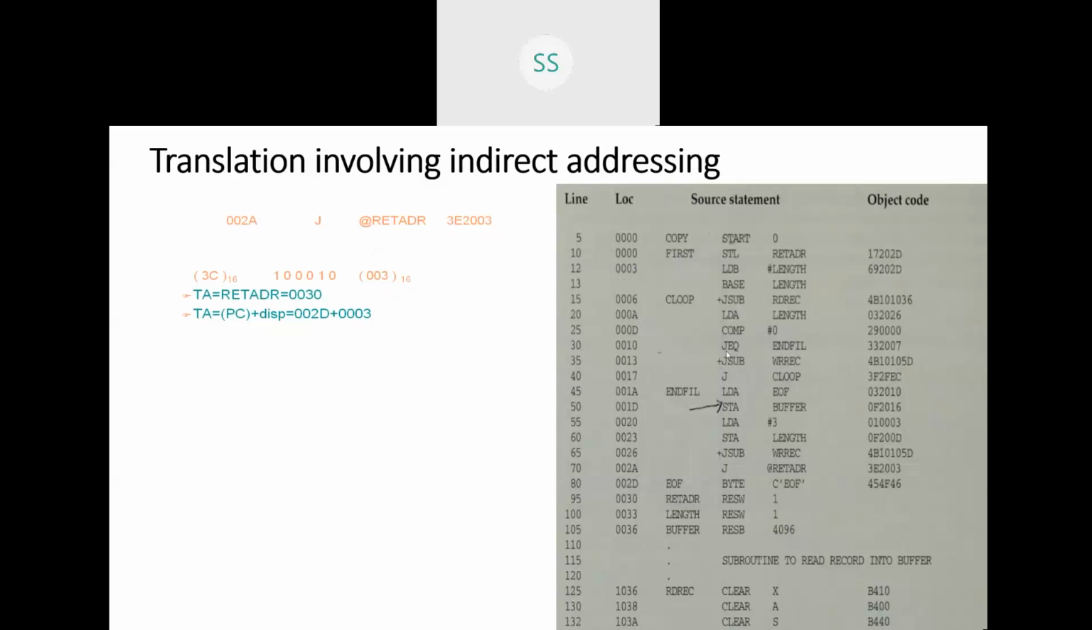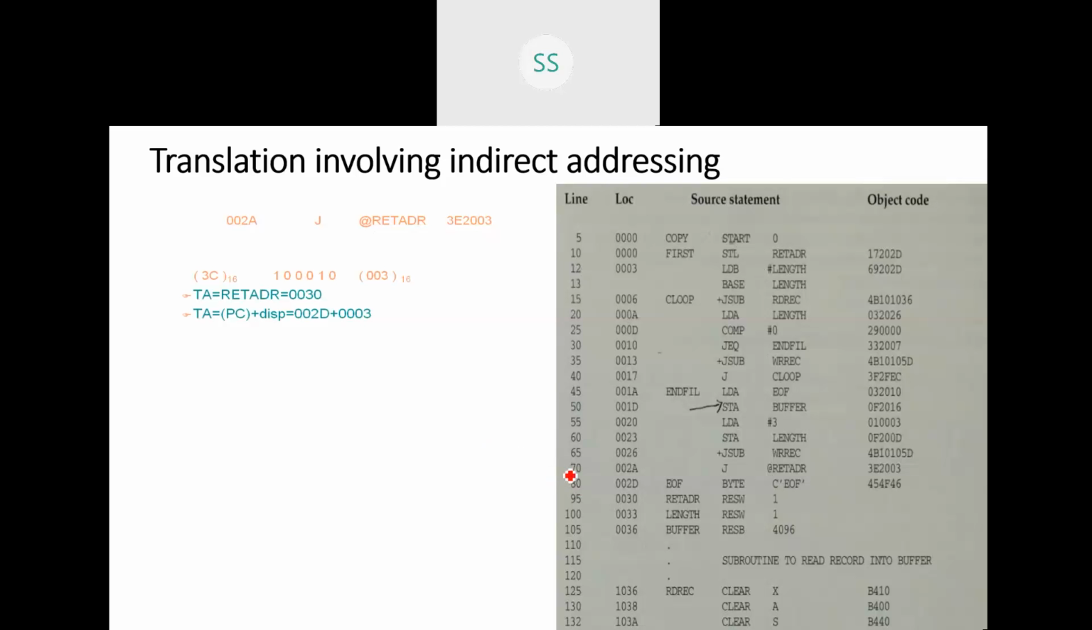Okay, so we were talking about how do we generate the object code for a particular source statement, isn't it? Looking into this, for most source statements we don't have to worry, but in cases where we have indirect addressing, how do you know it is indirect addressing? Because you see the at-the-rate symbol. Wherever you see an at-the-rate symbol in your source code, as here in line number 70, you know that it involves indirect addressing.